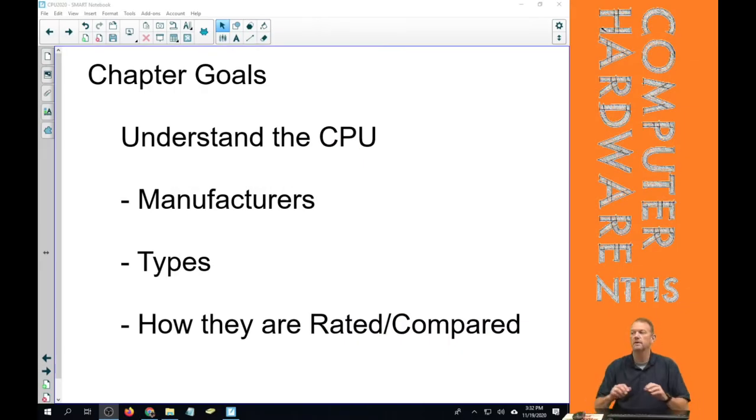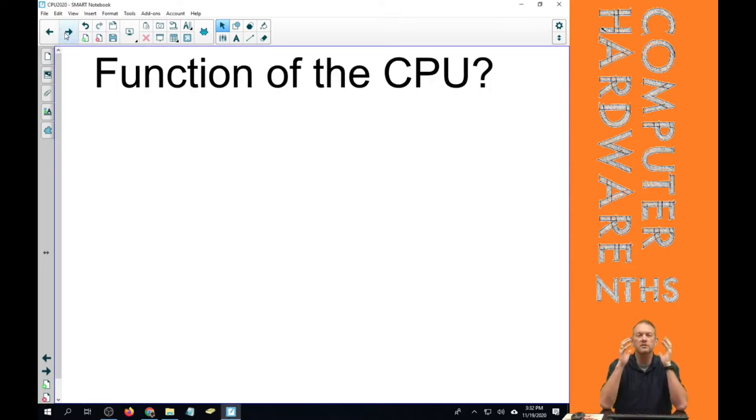So, first of all, what's the function of the CPU? The CPU, we know, is where most of the processing takes place in our computer. It's the brains. It's where things are computed by the computer. With it being where most of the calculations and most of the thinking take place, it is the brains of our computer.